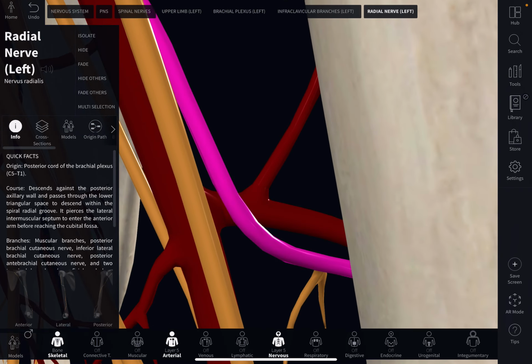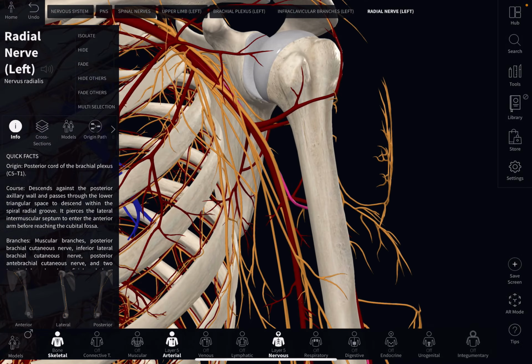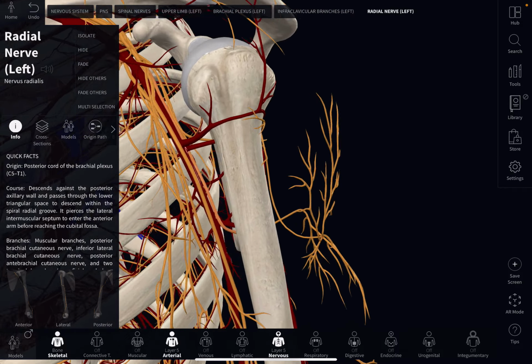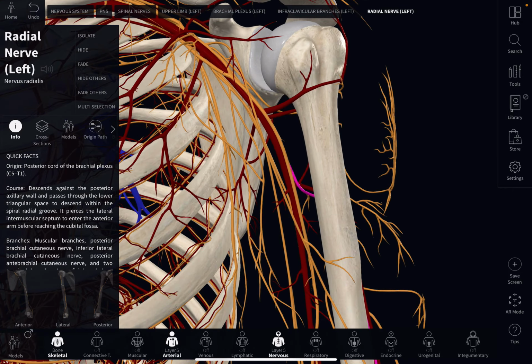This is the radial nerve. So the radial nerve and the profunda brachii arteries both run to the posterior compartment. Through the lower triangular space, it enters the posterior compartment of the arm and runs in the spiral groove. Only after piercing the lateral intermuscular septum, the radial nerve comes to the front of the arm, in front of the lateral epicondyle, where it divides into superficial and deep branches.